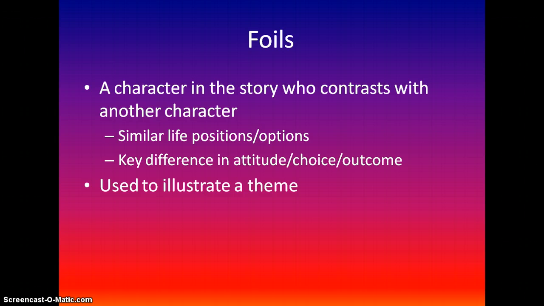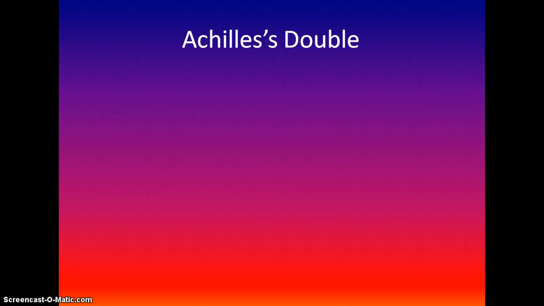So, a foil may be a double, but they don't always physically resemble another person. However, they will always have a similar history and options and conflicts to overcome, but they will have key differences in their attitude or the choices they make, and thus the outcomes they get. And this will be used to illustrate the theme, the point of view that the author wants the audience to take. Achilles' double is Patroclus.